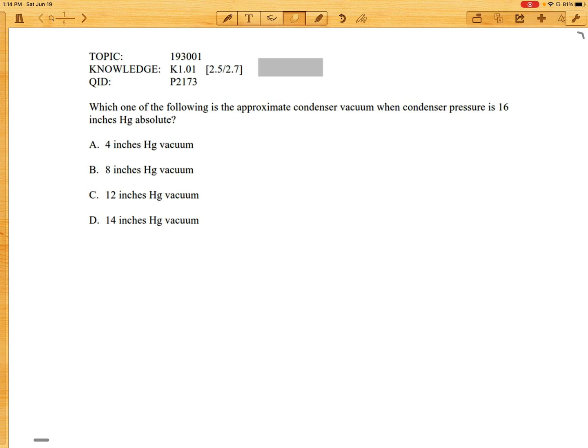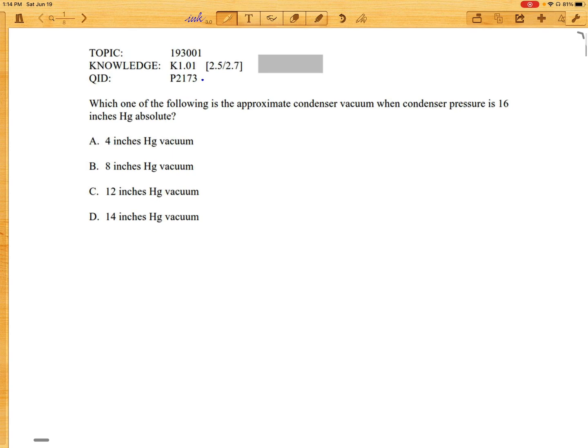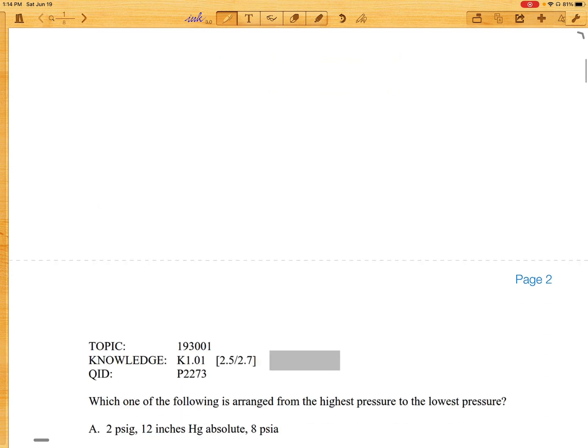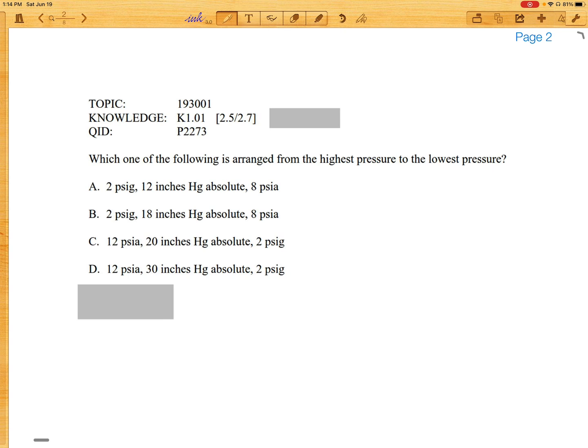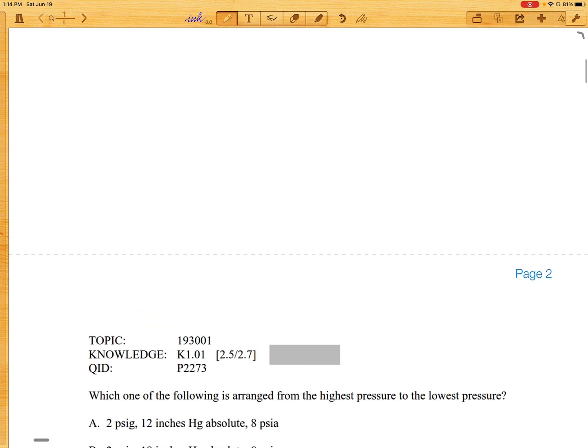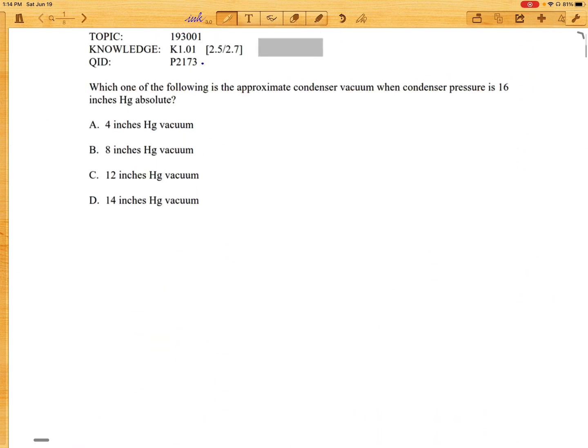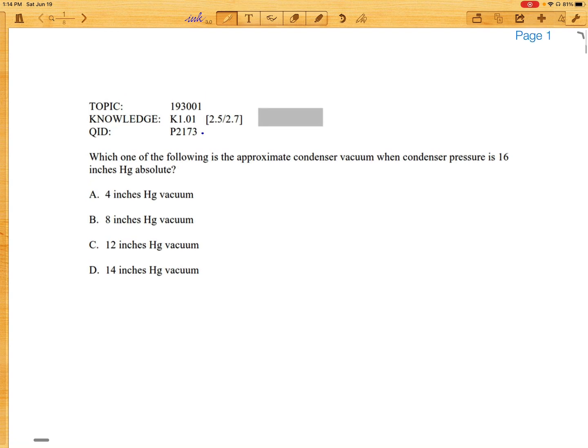What we're going to go over is P2173, which is PWR, question ID number PWR2173. That's what that P means. For boilers, BWRs, they'll be B. So you may see B in parentheses next to some of these questions. 2273 and 2173 are the 2 problems we'll go over here in a minute.